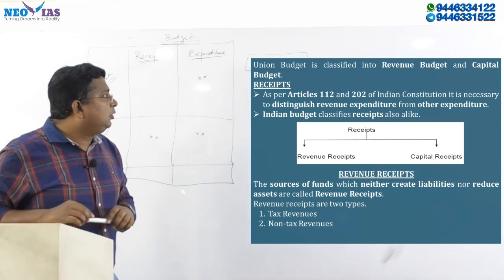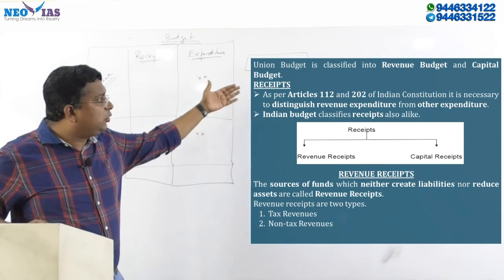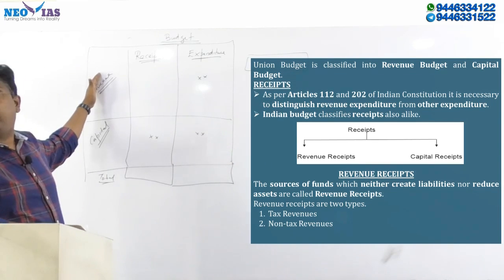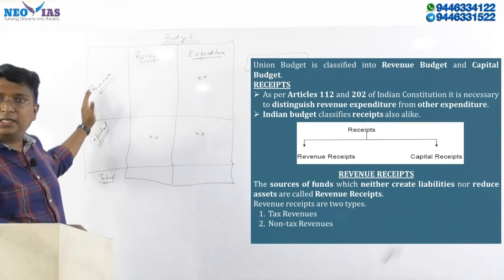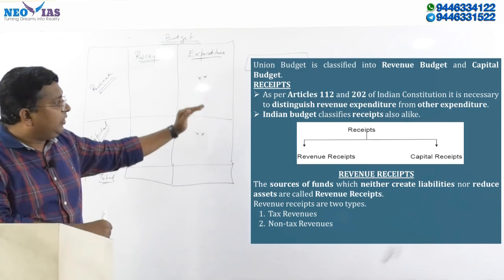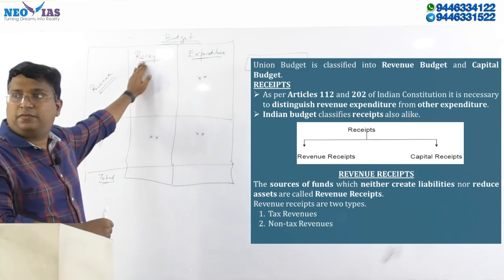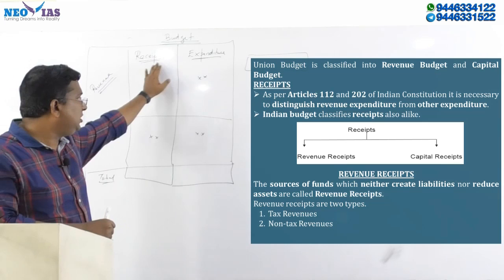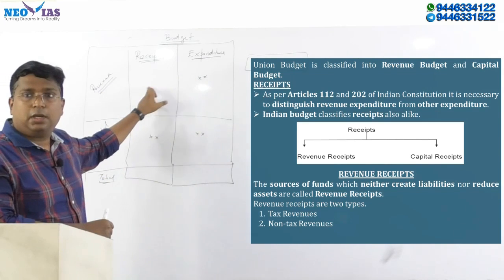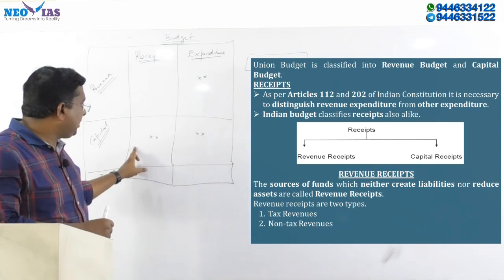Now, regarding the union budget, it is classified into revenue budget and capital budget. Add these two, you will get the full, or total, budget. Now we'll start with the receipts. I'm telling you these four components. What are the four components? Revenue receipts, revenue expenditure, capital receipts, capital expenditure.